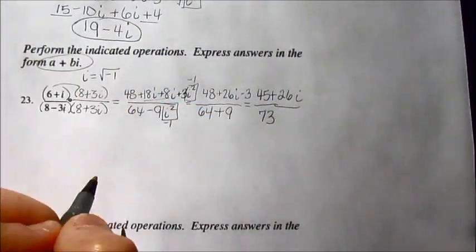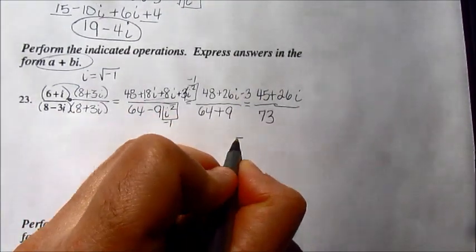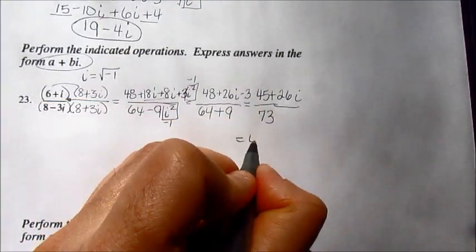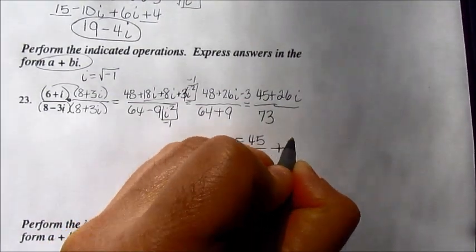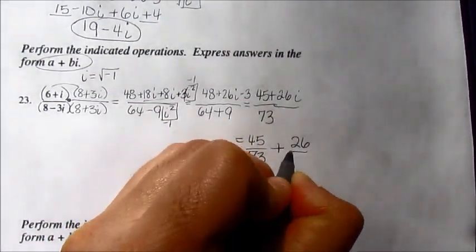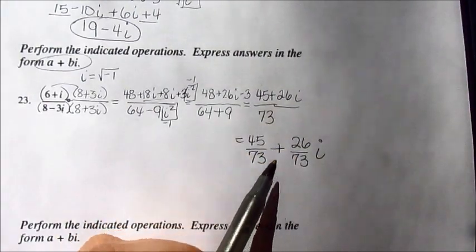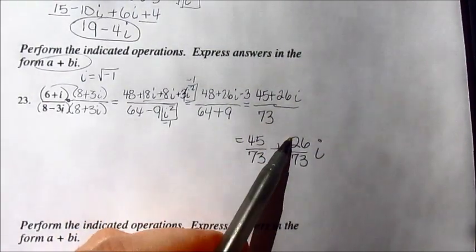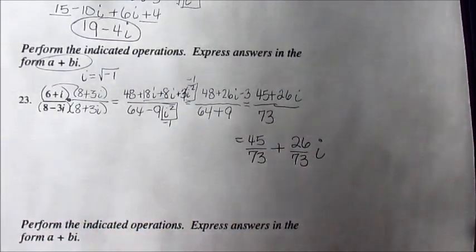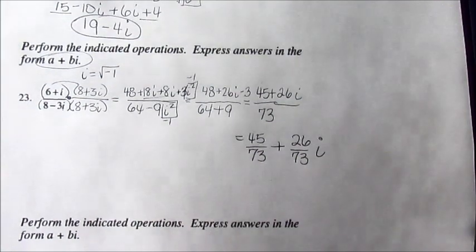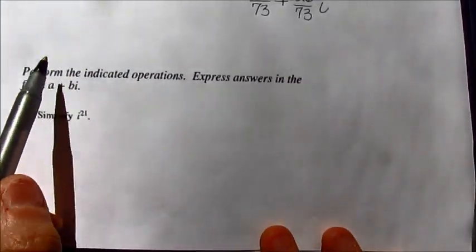But we must put it in A plus BI form. Right now it's not. So let me just share this denominator. That i is i over 1, which is just i. So there's your A, and there's your B, i. A plus B i form. Again, that's it. As you can tell, I find these kind of fun.